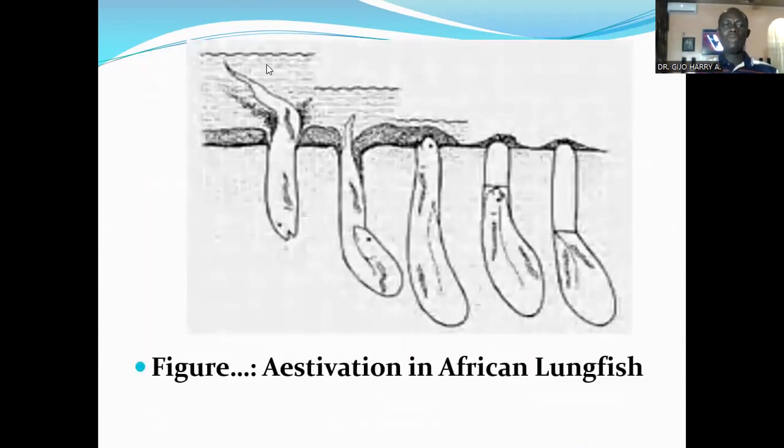This diagram shows how estivation takes place. While the water is still there, while it's drying out, the lungfish burrows into the soil and creates a cocoon that hardens, and it remains in this dormant state until the dry season passes. At this point, the water has dried up, and it remains in this state throughout the dry season. When there's sufficient water in the rainy season, it comes out.